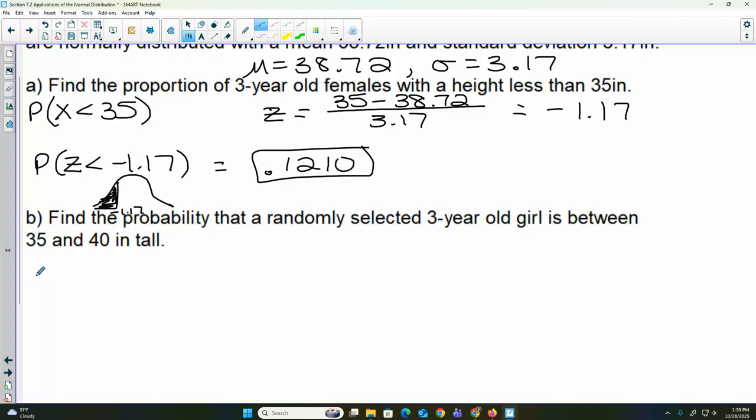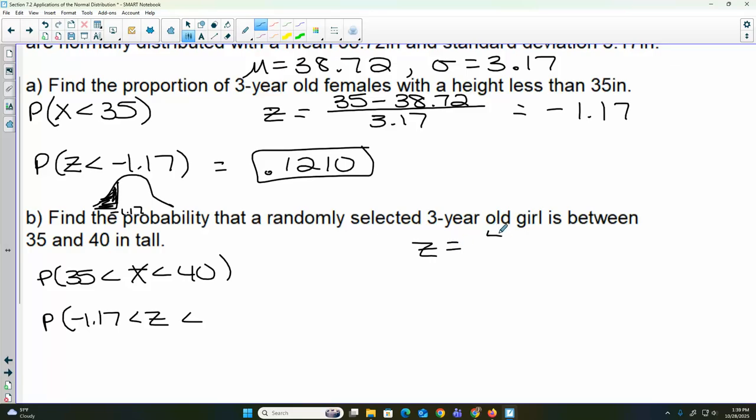Find the probability a randomly selected 3-year-old girl is between 35 and 40 inches tall. What do I have to do? I'm asking you to find the probability that x is between 35 and 40. So I need the z's for both of those. I already know this one is negative 1.17. So I need my z for the 40. So 40 minus the mean divided by standard deviation.